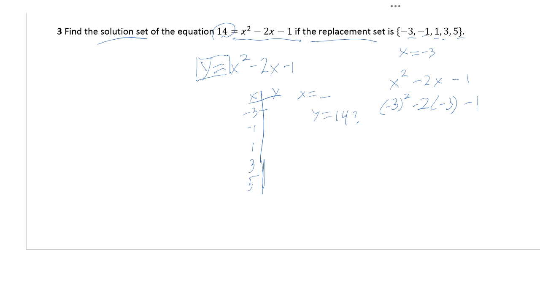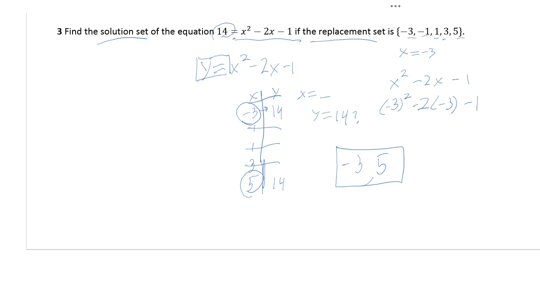Well, -3, if you look in the table there, that'll give you a positive 14. -1, no. Positive 1, no. 3, no. Positive 5, that gives you a 14. So here there are actually two answers. -3 and 5 would both be correct.